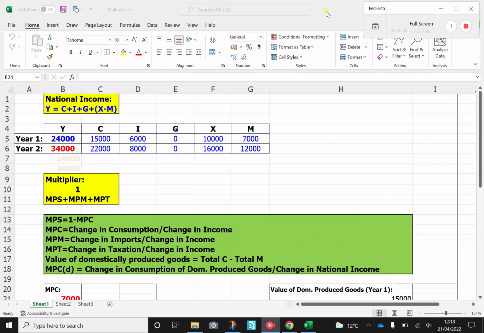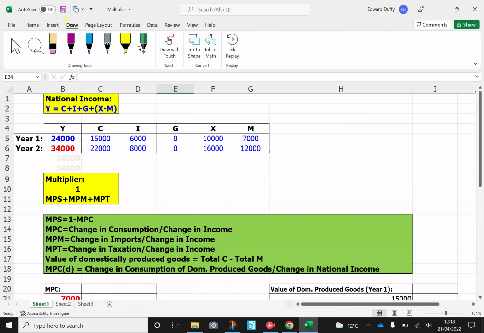In this video, we're examining the calculations involved with the multiplier and national income. So just set up all of the calculations you're going to need here. The first one you can see is the calculation for national income, where national income equals consumption plus investment plus government plus net exports, or exports minus imports. You can see it there.